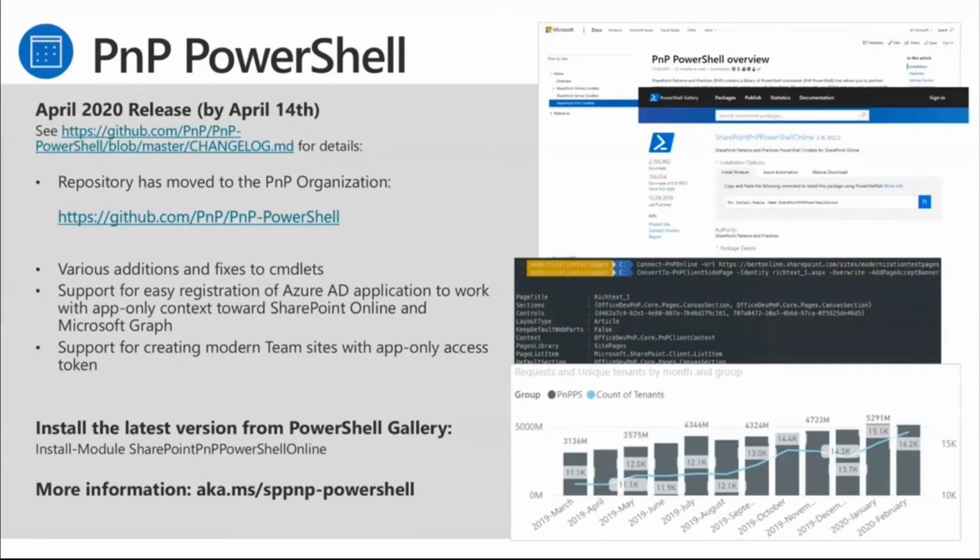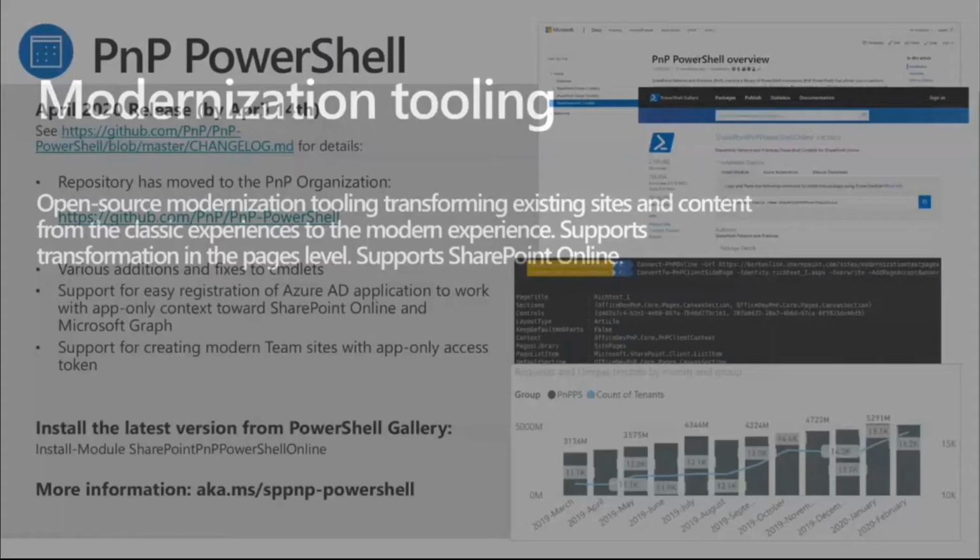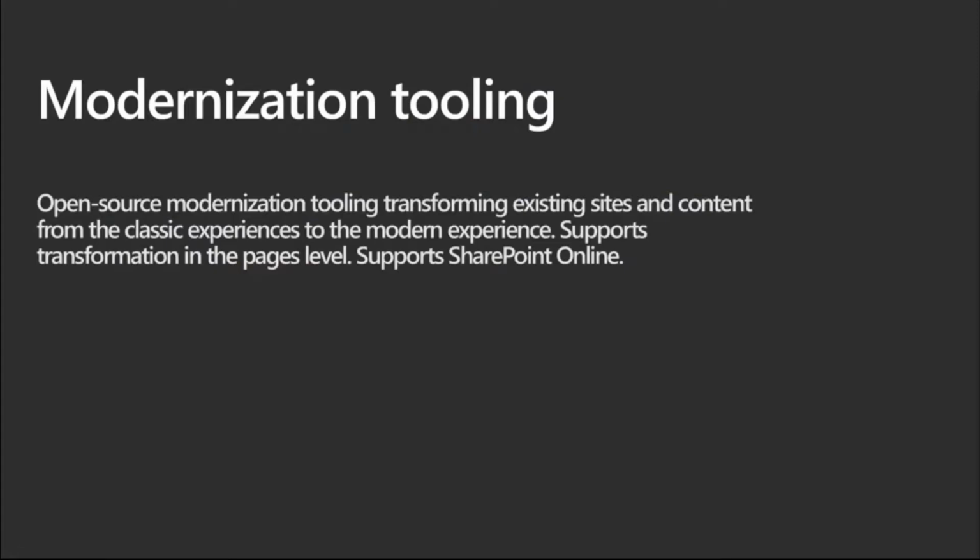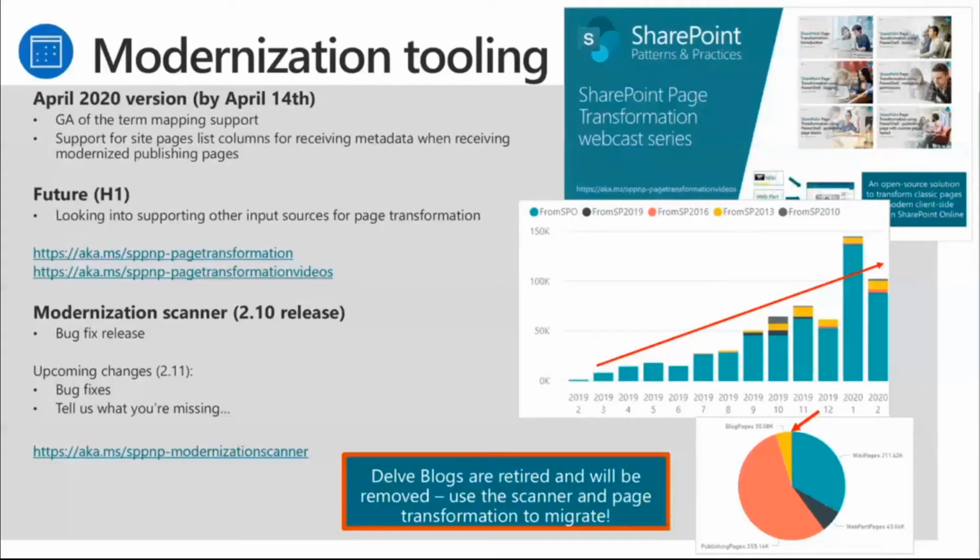Cool. Moving on to the projects, a quick check on the modernization tooling. Yeah, I can do this really quick this time. Yep. Upcoming April release, the main thing is that we do a GA of the term mapping support, which we introduced in the March release. And a bug fix around handling of list columns. So when you want to have metadata on site pages, we have some cases where list columns were not fully supported in the mapping, which we'll fix for the April release.